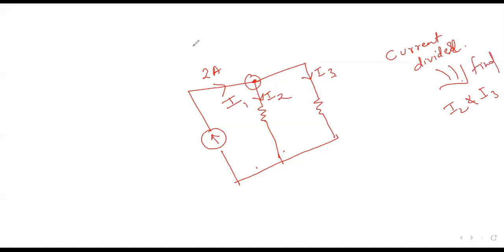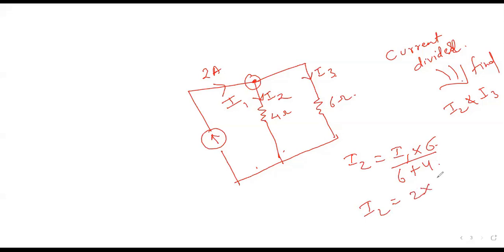Okay, so what is the resistance value here, student? This and this. Can you tell me the value? 4 in the first one and 6 in the other one. This one? Yeah, 6 then. Okay, so as per the current division rule, I2 should be equal to total current I1 multiplied by resistance of the opposite branch, that is 6 ohms, upon total resistance. So this comes out to be 2 into 6 upon 10, so this is 1.2 amps.